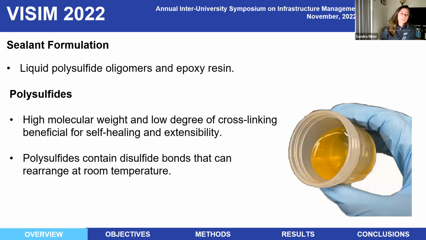So to prepare the sealant, we used liquid polysulfide oligomers and epoxy resin. Polysulfides are already used as sealants because they have good adhesion to glass, to steel, to concrete, and they also have high molecular weight and low degree of cross-linking, which is beneficial for self-healing and extensibility. They also contain these disulfide bonds that I mentioned that can rearrange at room temperature.